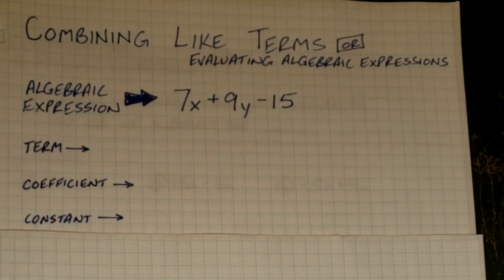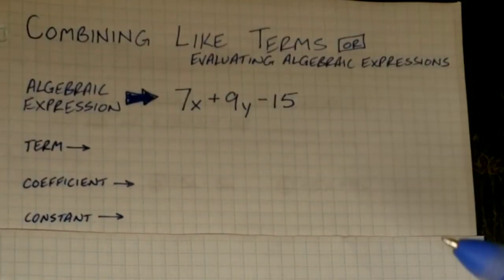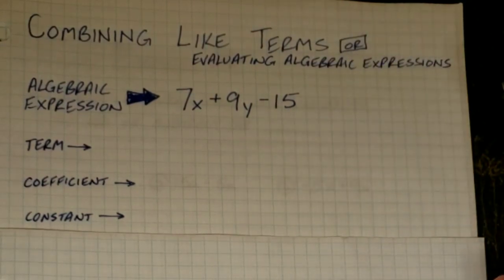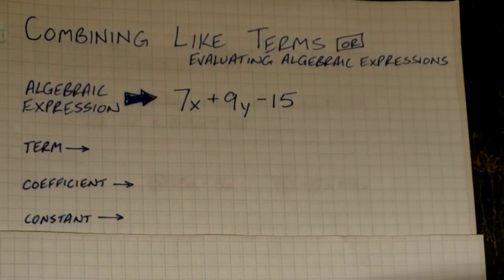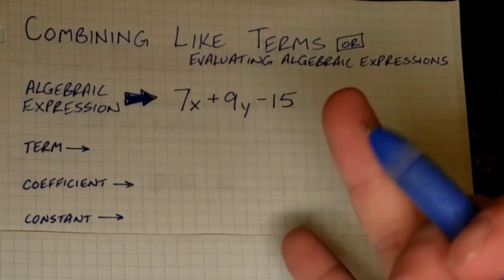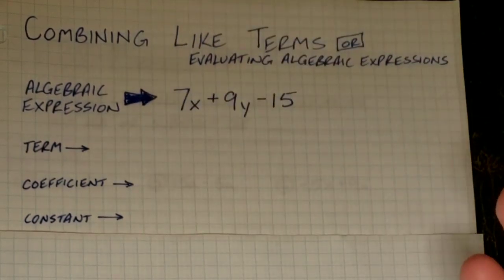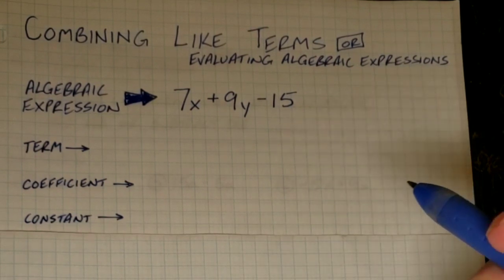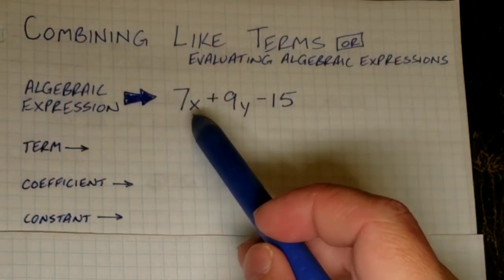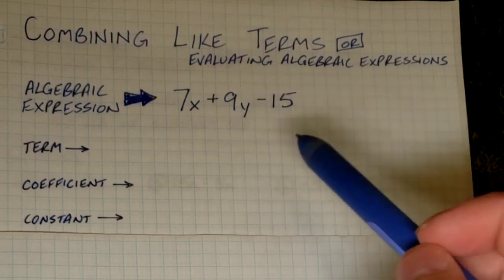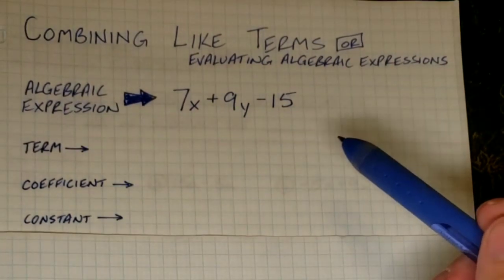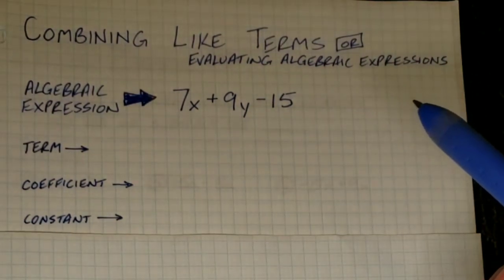Okay, so when combining like terms or evaluating algebraic expressions, the first thing we need to know is what are terms, what is an algebraic expression. An algebraic expression is a mathematical sentence with variables and operations. There may or may not be numbers involved, but you have to have more than one variable and at least one operation. So what I have given you here, 7x plus 9y minus 15, is an algebraic expression. It's not an equation because there's not an equal sign. It is an algebraic expression.